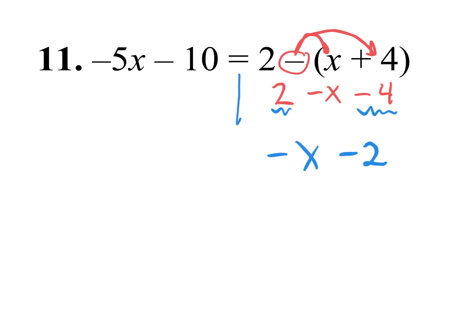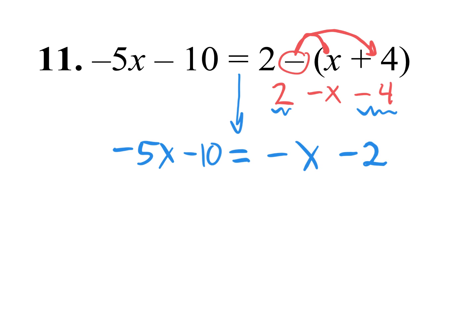I want to bring down the equal sign. And on the left side, like I said, there's nothing to do. So I'm just going to bring that down, -5x minus 10. So here's my new equation in blue. I want to get x by itself, but I have x's on both sides of my equal sign. So I need to get rid of one of them.